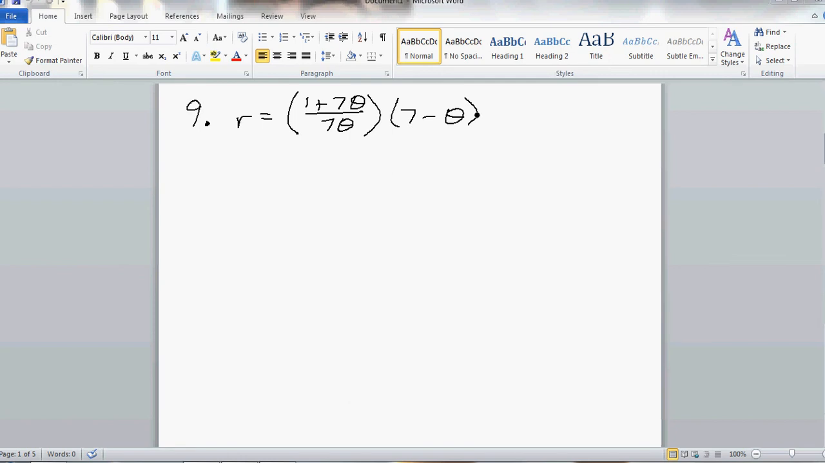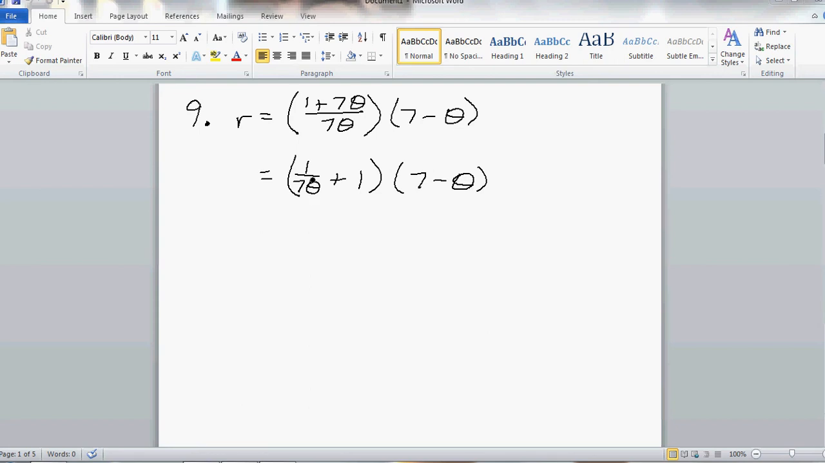What I might do, like I said, would take this times this and get a simpler quotient rule, but you know, let's just see what happens if I give this 7 theta to everything up here. So I'm just rewriting now. I'm not doing anything else. This would become 1 over 7 theta plus 1, because 7 theta over 7 theta is 1, times 7 minus theta.